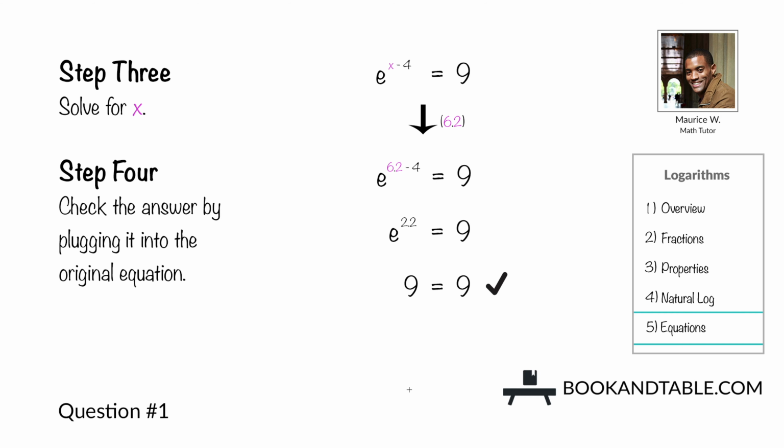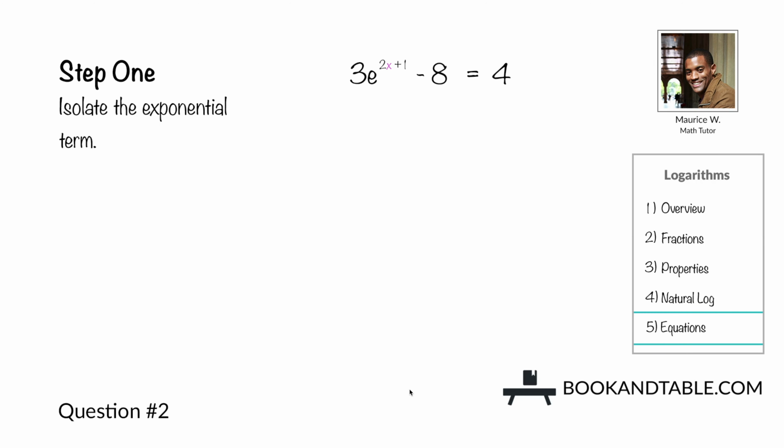So that is the answer to question number 1. Let's now have a look at question number 2. We have 3 times e to a power of 2x plus 1 minus 8 is equal to 4. So the first thing we want to do is isolate the exponential term here.